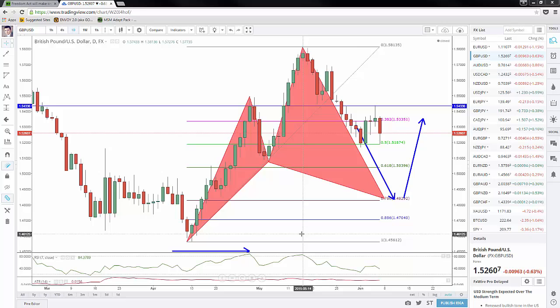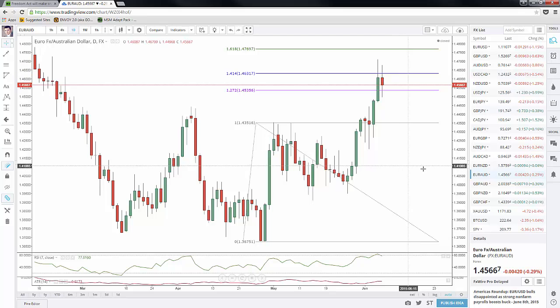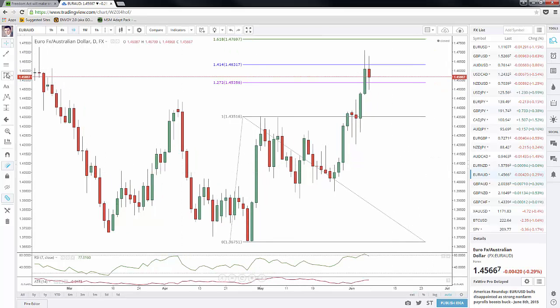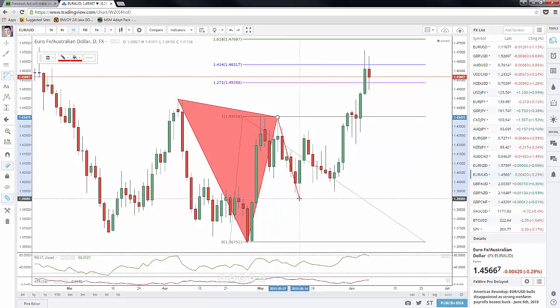But let me show you an example. In this example, it's Euro Aussie. In this case, with Euro Aussie, we've got a butterfly pattern. And those of you who have been training with me for a while know I don't like butterfly patterns except in specific situations, and here's why. So we've got this butterfly pattern, looks something like this.